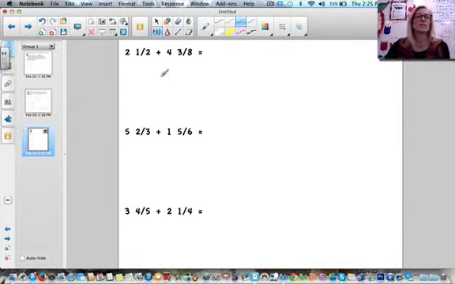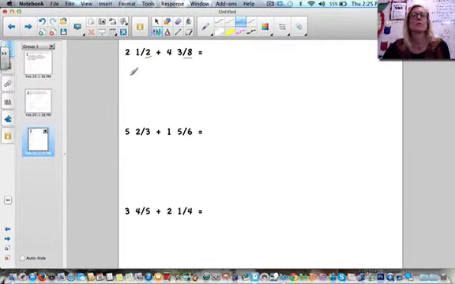All right, so here are a few more problems to practice. If we look at this problem, 2 and 1/2 plus 4 and 3/8, we do not have like denominators. So once again, we need to find a common denominator. But I wouldn't in this case use the multiplication rule because I can see right away that 2 goes into 8, so 8 would be my common denominator.